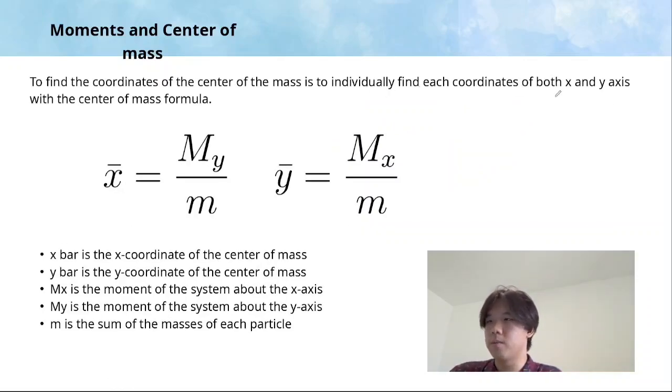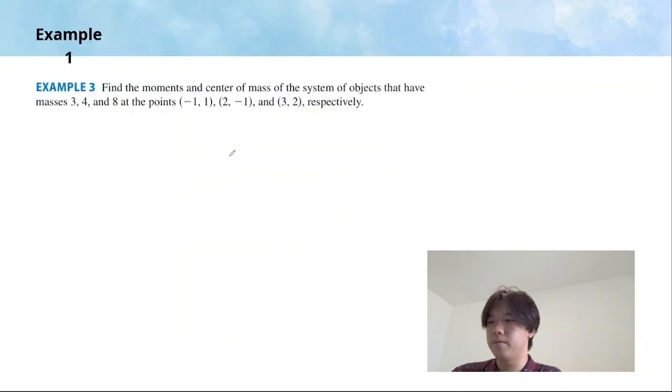To find the coordinates of the center of mass, we individually find each coordinate along the x and y axes with the center of mass formula. X bar is the x coordinate of the center of mass, and y bar is the y coordinate. Mx and My are the moments of the system about the x and y axes, and m is the sum of the masses of each particle.